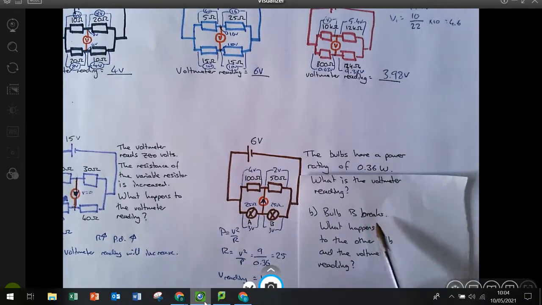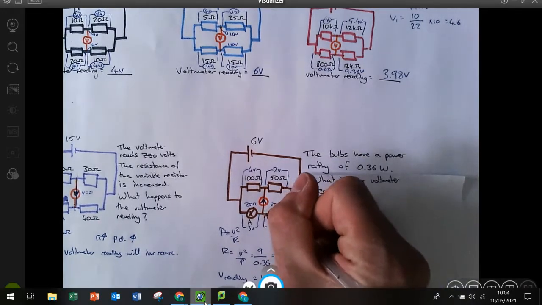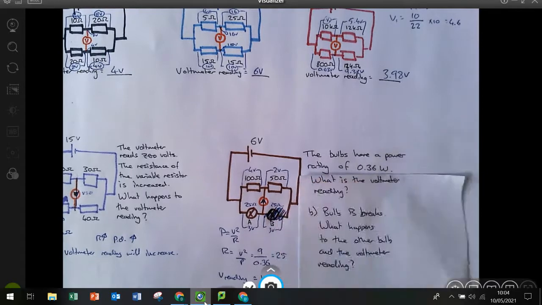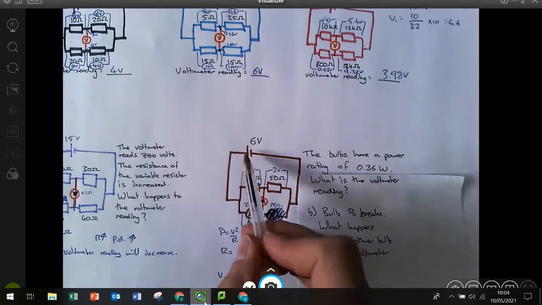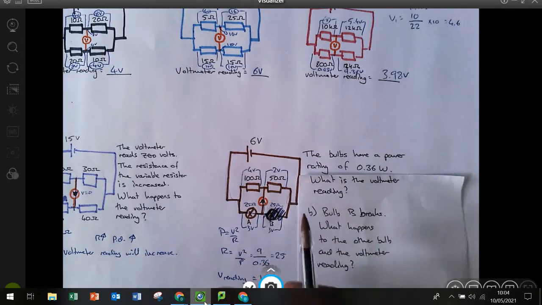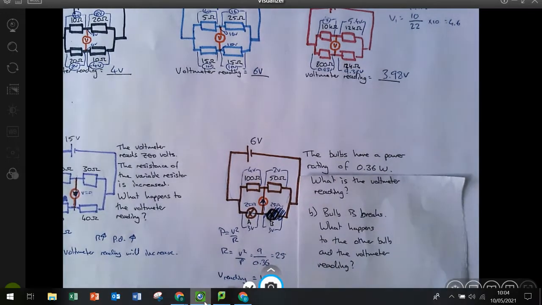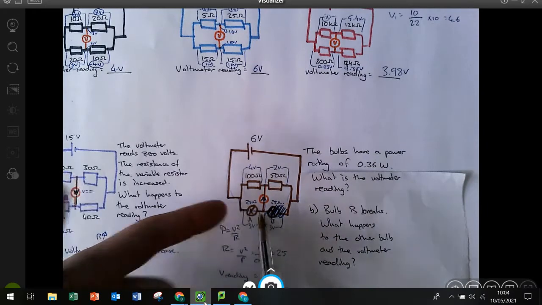Bulb B breaks. What happens to the other bulb and the voltmeter reading? So this one has broken, so we can ignore this one from the circuit. We can cross it out. So now we've got current that's going to go this way. We've also got current that's going to go this way. We're going to try and go this way. Now, this is easy to make a mistake. So you might just think, oh, this is going to get 6 volts. But hang on a second.